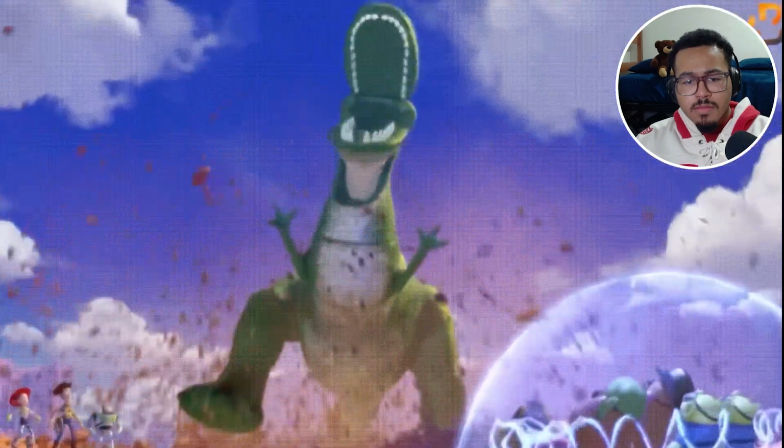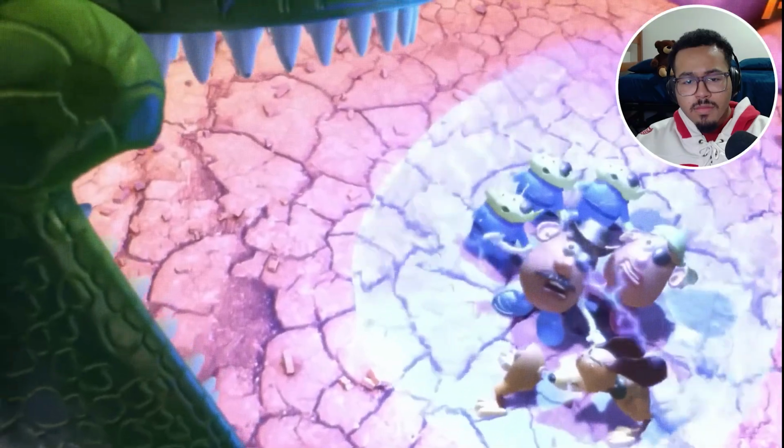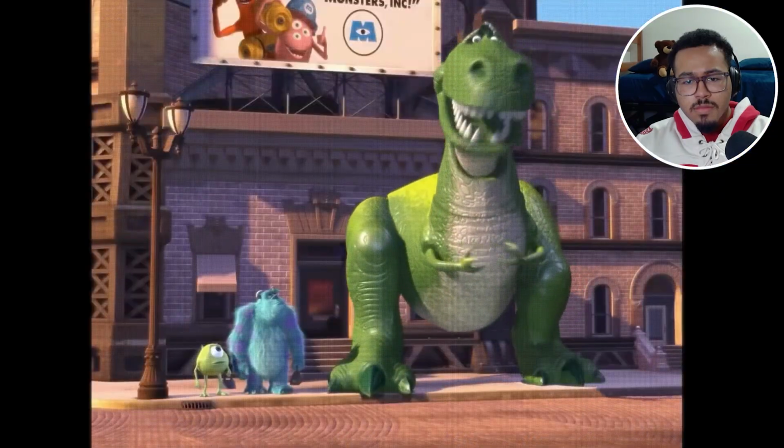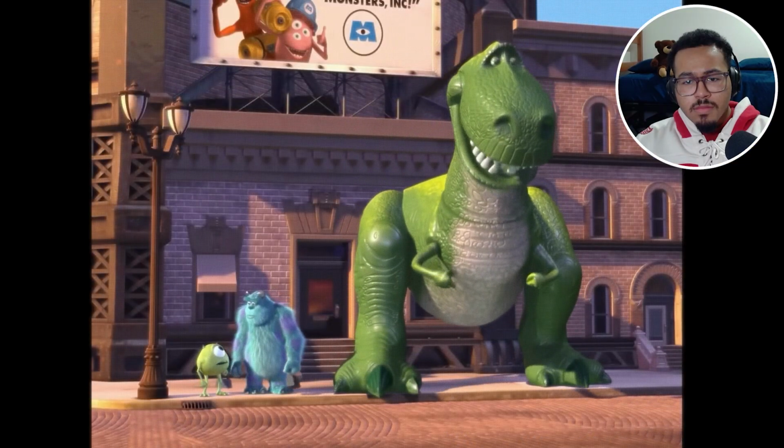Obviously, this giant Rex isn't getting a lot of work after his one scene in Toy Story 3, so it makes sense that he tried an audition to be in Monsters, Inc.